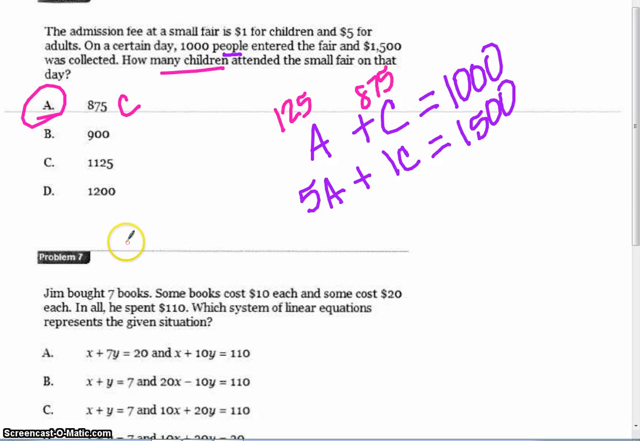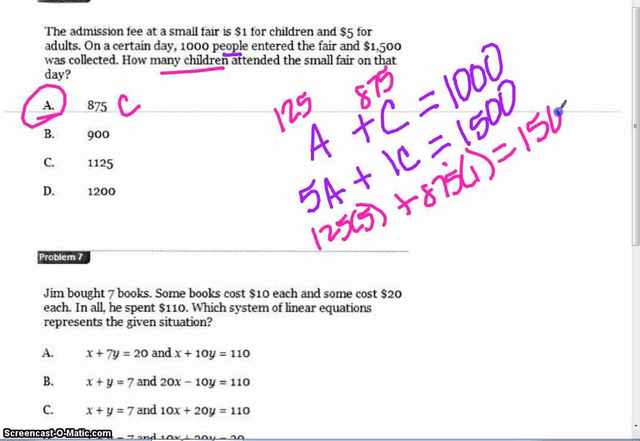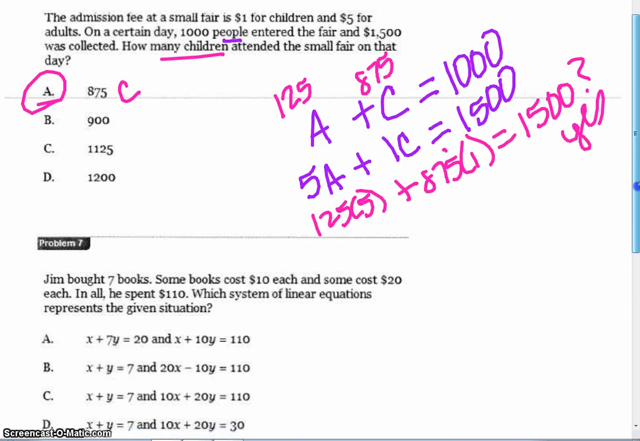On the day of the test, I want you to check every single one though, okay? Because then you did 125 times 5 plus 875 times 1, and you said, does it equal 1,500? And the answer was yes, so that was my answer for the whole problem.